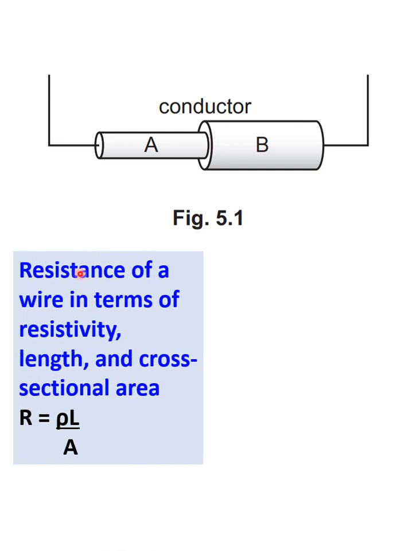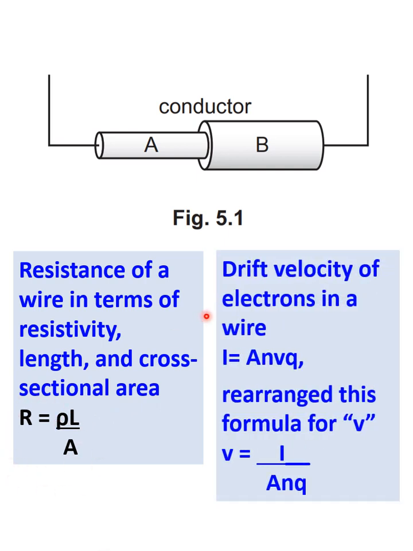Also, you need to know how to calculate the resistance of a wire in terms of resistivity, length, and cross-sectional area using this formula, and how to calculate the drift velocity of electrons in a wire using this formula here, however, rearranged in terms of the drift velocity.